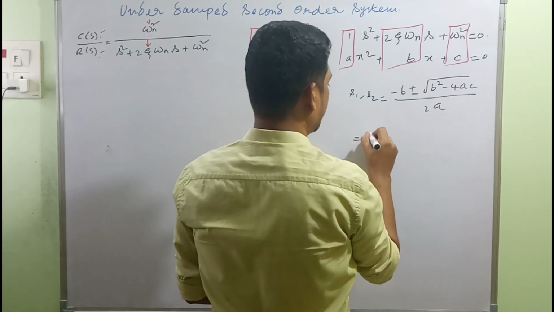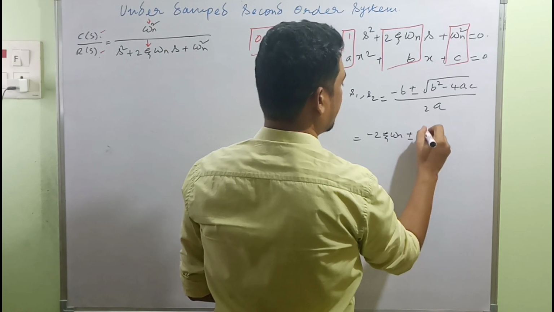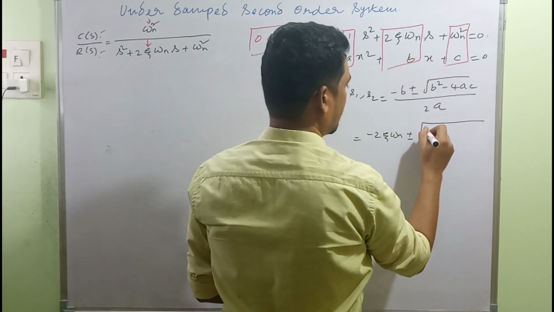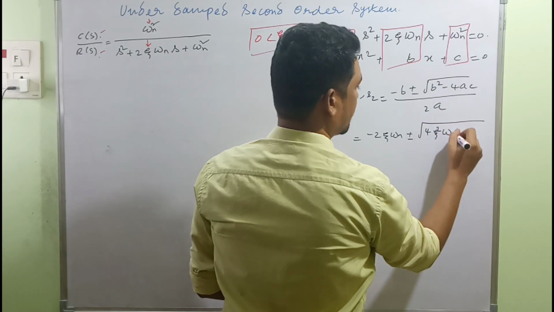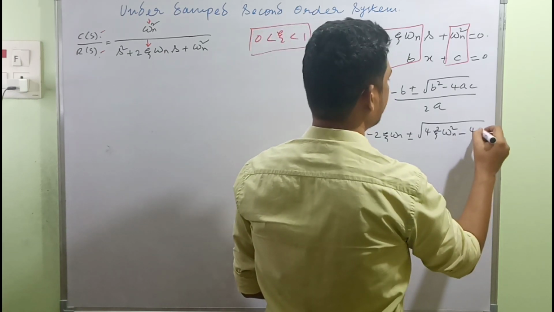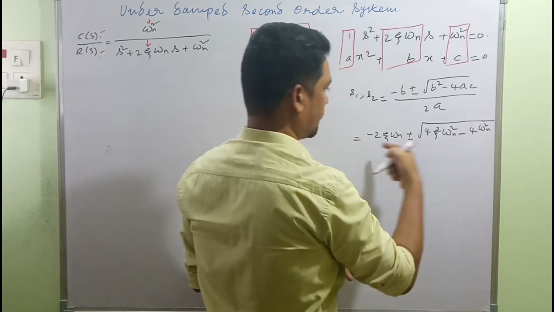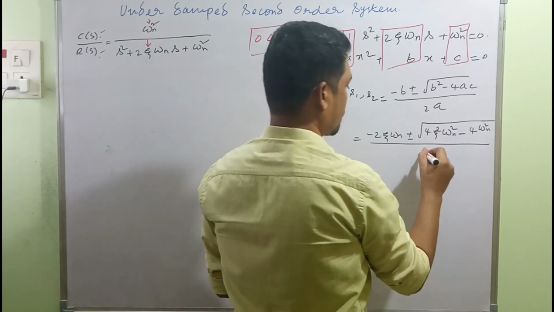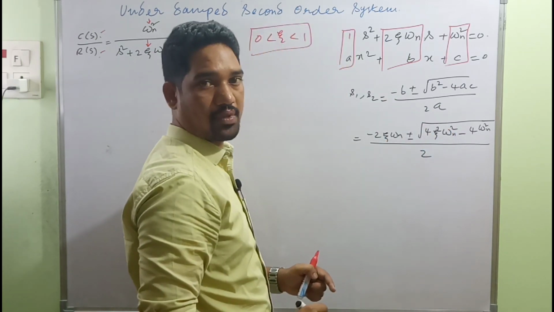So that will be minus of 2 zeta omega n plus or minus under root b square, so that square will be 4 zeta square omega n square minus 4ac. What's our 4ac? It's 4, a is 1 and c is omega n square, and the root is for the entire expression, and the denominator 2a, a is 1, so that's our resultant, the roots.